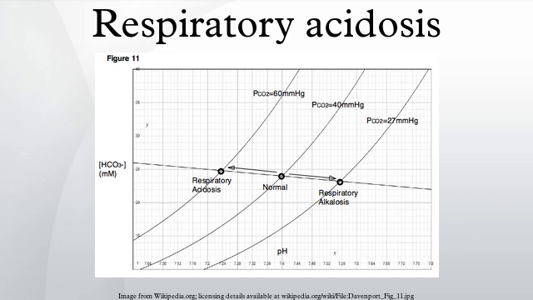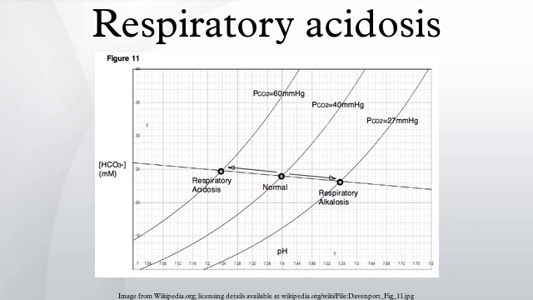Terminology: acidosis refers to disorders that lower cell tissue pH to less than 7.35. Acidemia refers to an arterial pH less than 7.36. Types of respiratory acidosis: respiratory acidosis can be acute or chronic.